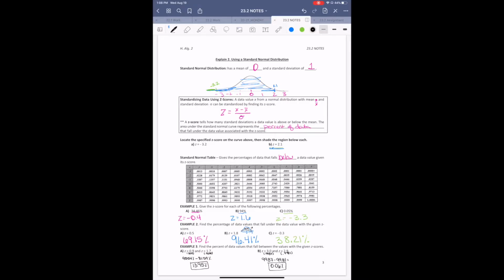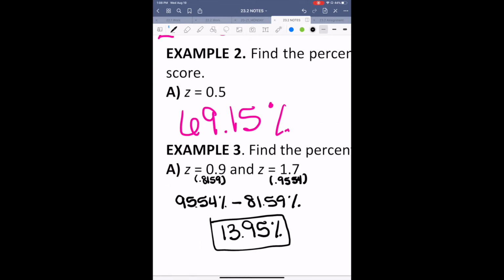All right, so these examples were a little bit different because it did ask you to find the percent of data between the given values. So what did you have to do? First of all, you had to find the percentage of each z-score. So for A, you had 0.9, which has a percentage of 81.59. And for 1.7, which has a percentage of 95.54, remember we are looking for the data in between. So subtracting those two gives us a difference of 13.95%. Which means 13.95% of data is located between these two z-scores.